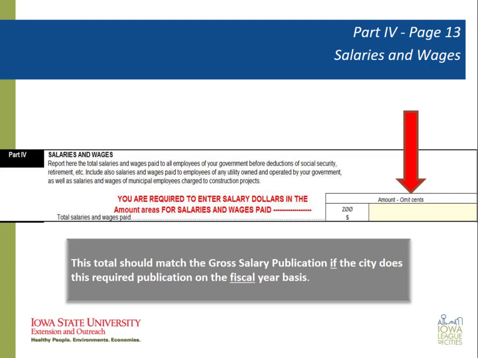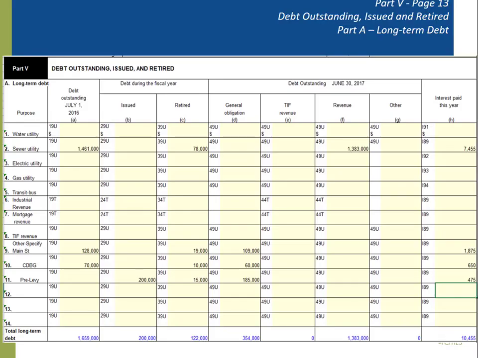Your city may choose to report gross salaries and publish them after the end of the calendar year when you are preparing all of the tax documents. That's just fine too, but know that your total will not match what you put in the box for Part 4. Now let's move on to Part 5, Debt, Outstanding, Issued, and Retired.